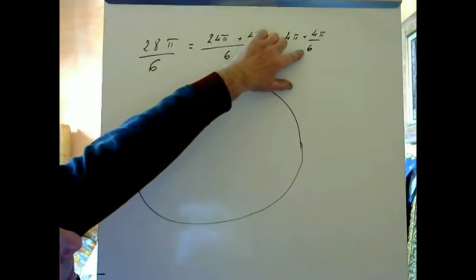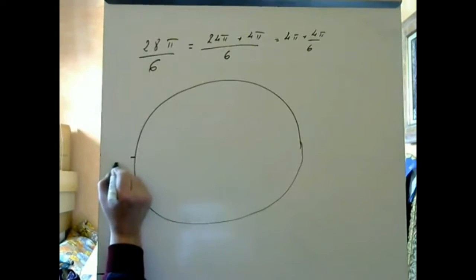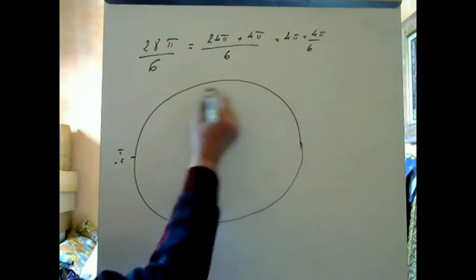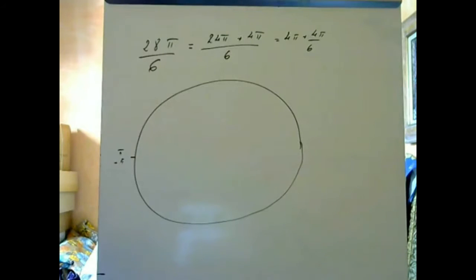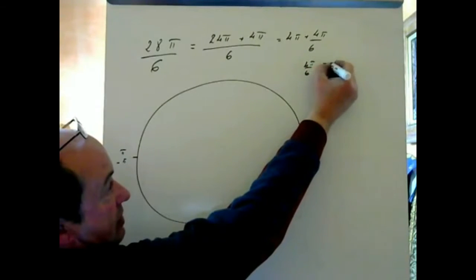4 pi over 6 is called the principal angle of the angle we're looking at. And we can tell it is the principal angle as the numerator is smaller than the denominator. Okay? So these are the angles that are between the values of minus pi and pi. And all the angles between minus pi and pi are principal angles. Okay? So 4 pi over 6 is the principal angle of our angle.